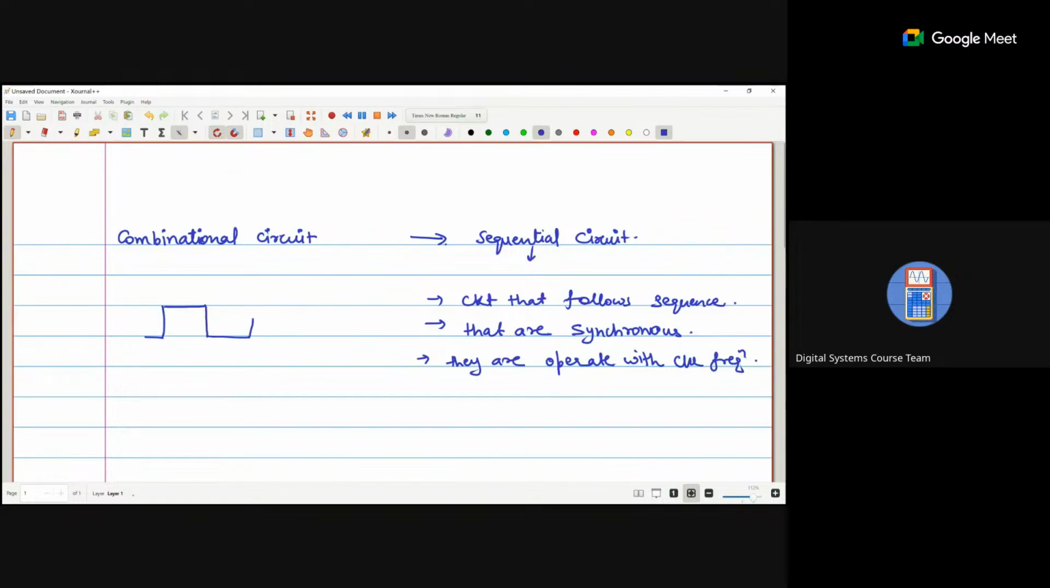If I am talking about this one, this is the rising edge. This one is the falling edge. This is the positive level. This is the negative level. So that clock is used to synchronize. That means sequential circuits are circuits that are operated with a clock pulse.